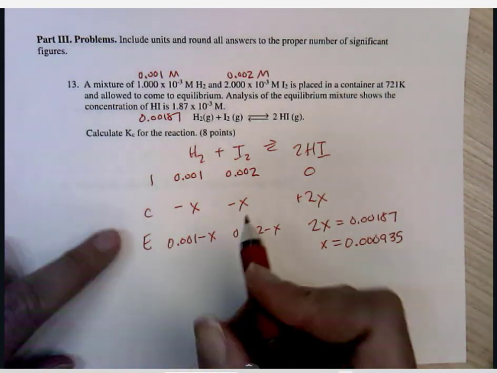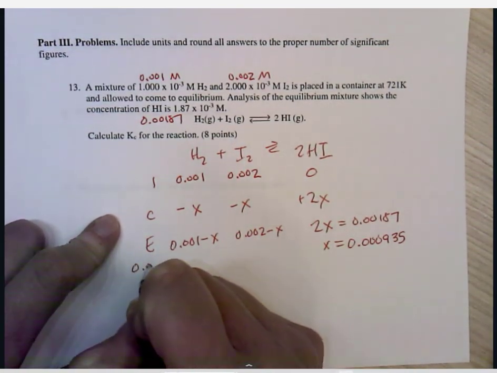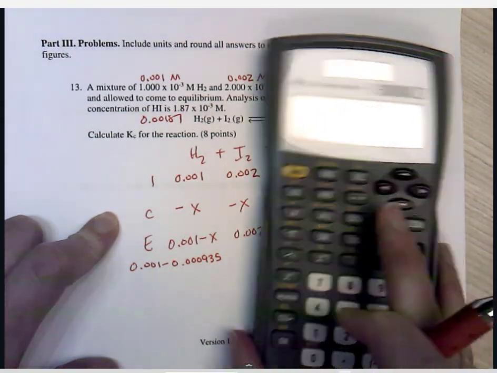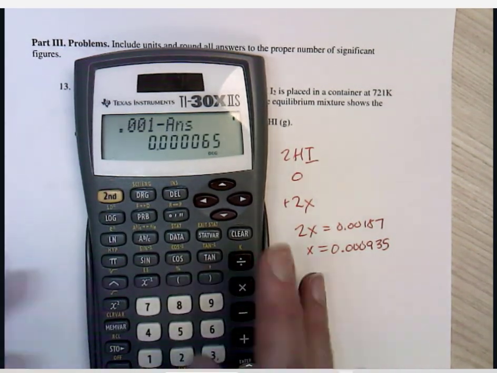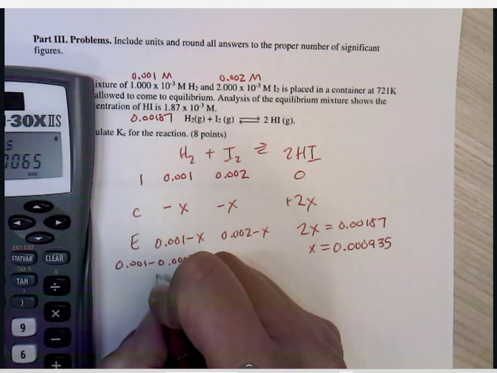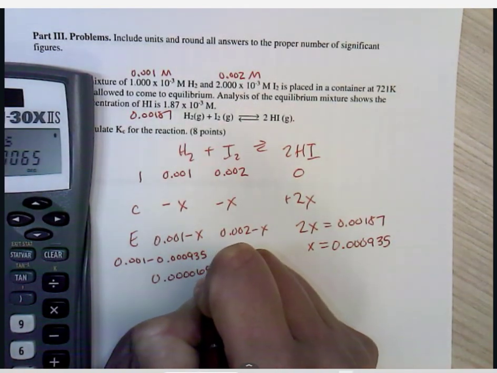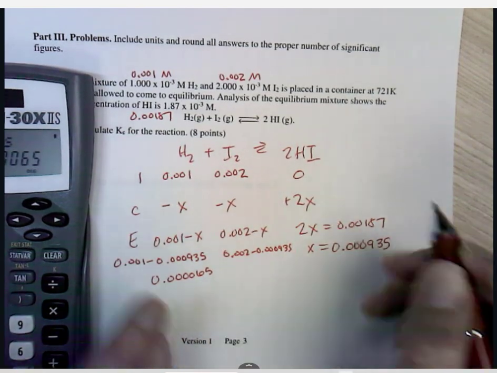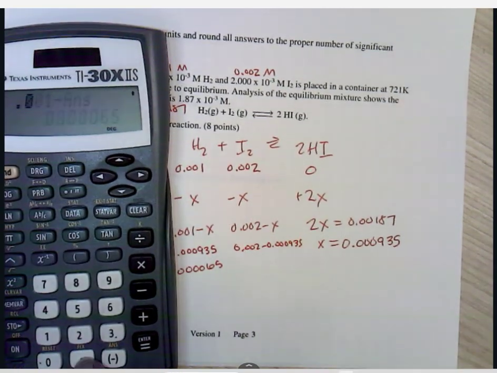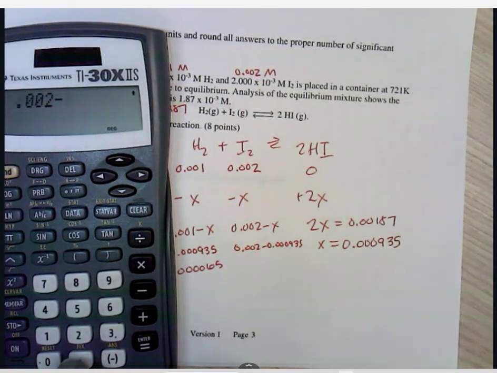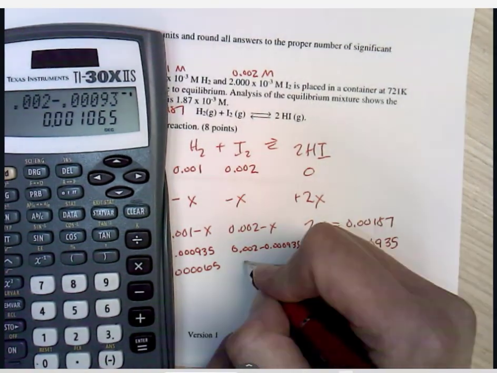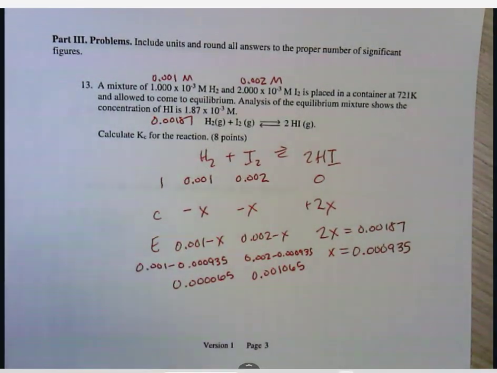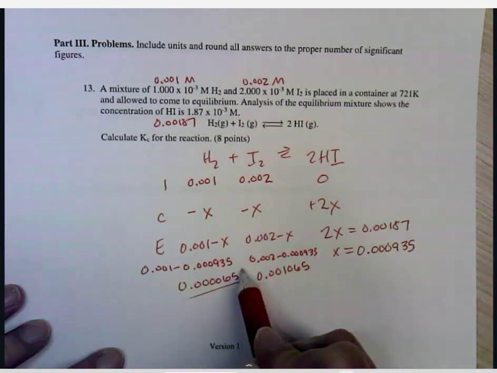All right, so I'll plug those in over here, plug the x in over here. So this is 0.001 minus 0.000065. And then here, 0.002 minus 0.000935. Got to count my zeros. If I just did scientific notation, it would have been easier. But oh well, if you stayed that way, that's fine. All right, 0.01065. Okay.